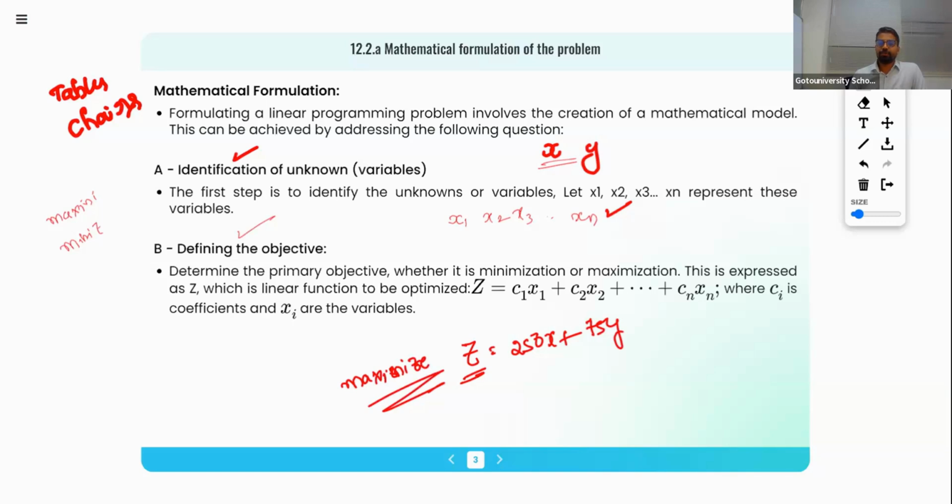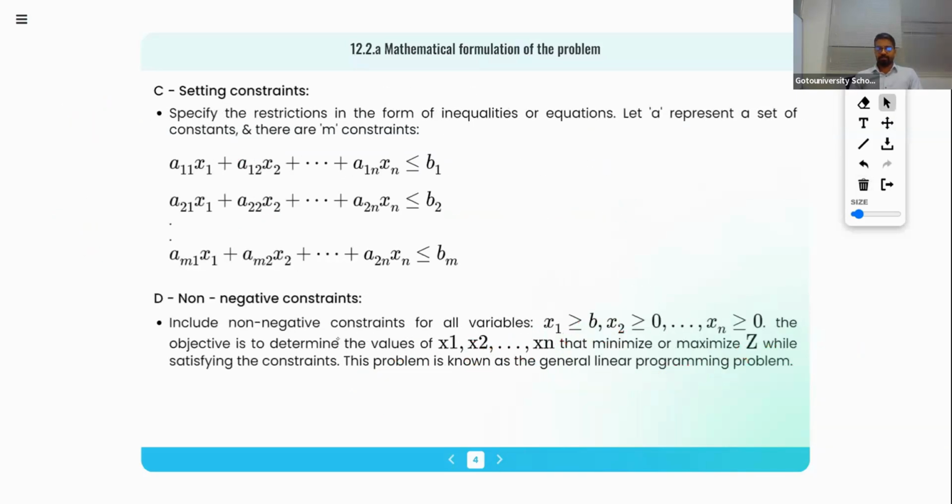So here 250 is a constant, 75 is a constant. In general, we have c1x1, c2x2, and so on till cnxn. These are the constants. c1, c2, c3 are constant coefficients, whereas x1, x2, x3 are variables that keep varying. So you understand the difference between constants and variables, right?